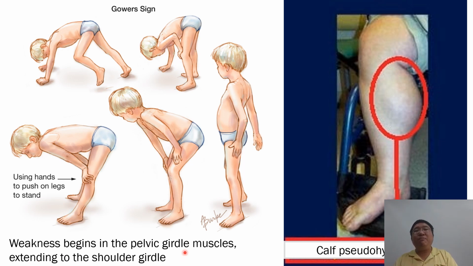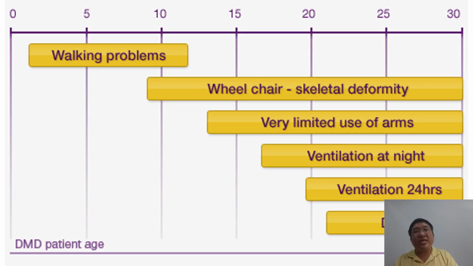After repeated injury to the muscle fibers, there is deposition of extracellular matrix. So the patient's calf is big. This is called calf pseudo-hypertrophy. It is not true hypertrophy. It is pseudo-hypertrophy because of extracellular matrix deposition, because of the repair process.